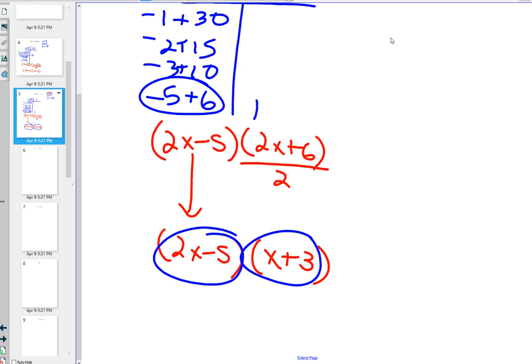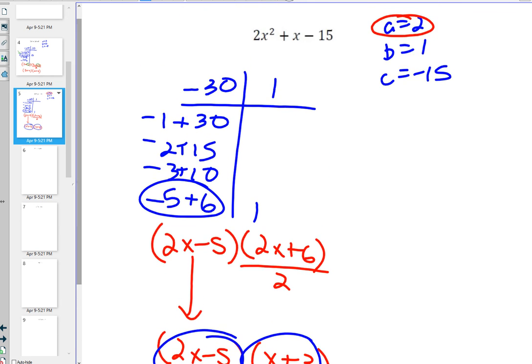Why did I put the 2 in front? Because anytime that A is not 1, you can't just say x minus 5 and x plus 6, because if you multiply those, you're not going to get what you started with.